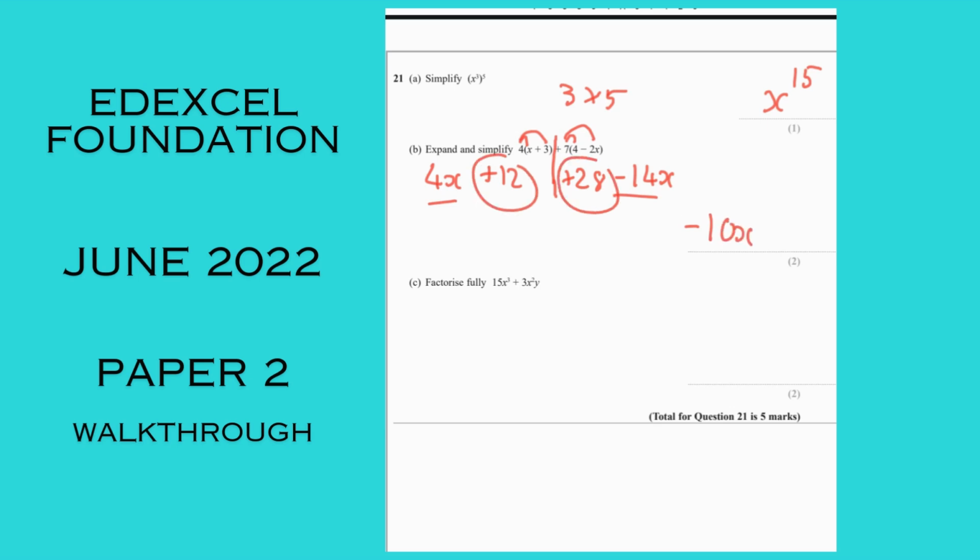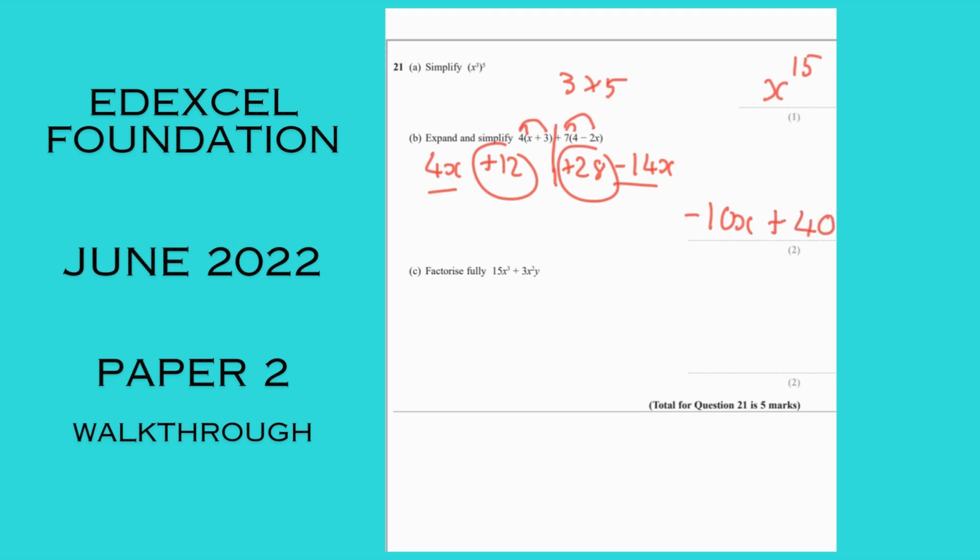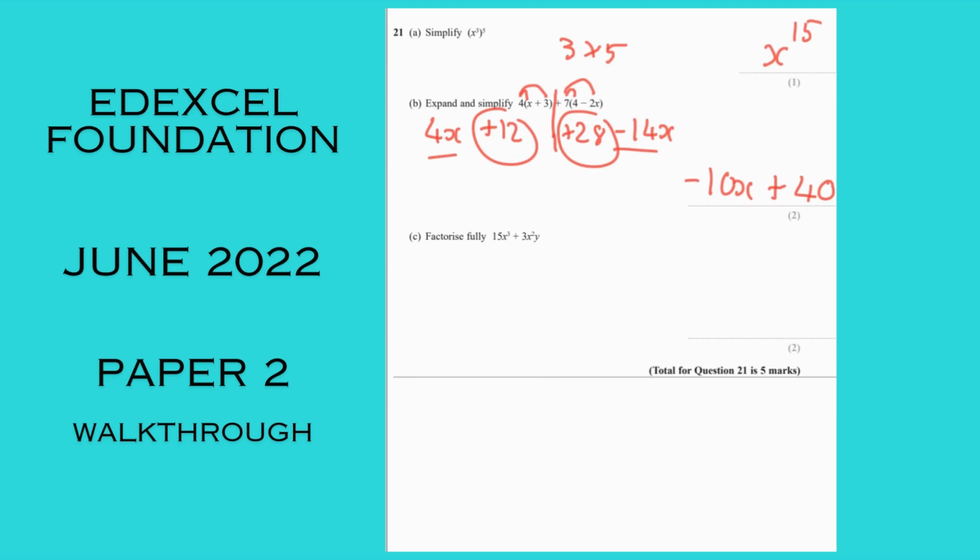Add 12, add 28, add 40. Factorise fully. Don't get mistaken by the fact there's a squared there. Don't automatically assume it's double brackets, because it's not. It's a single bracket. I always do numbers first. 15, 3, they're both in the 3 times table. 3 5s are 15. 3 1s are 3.